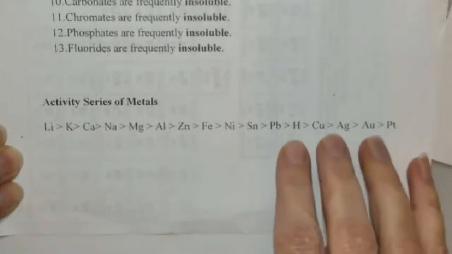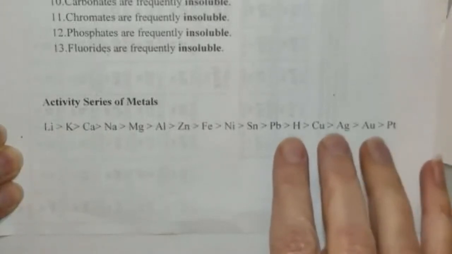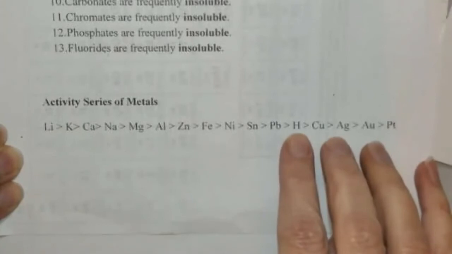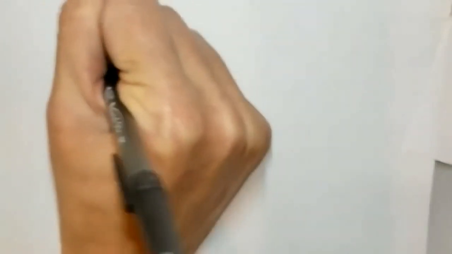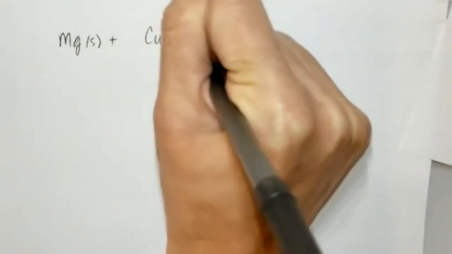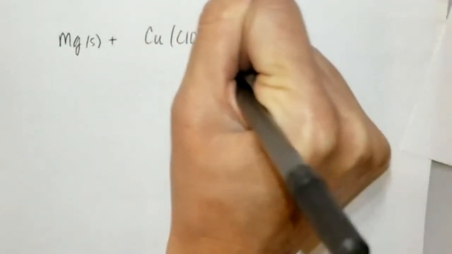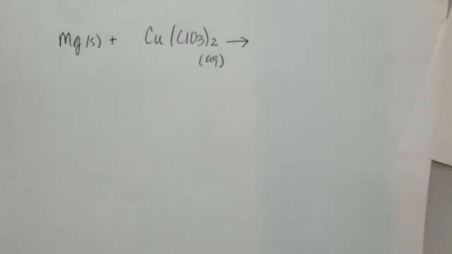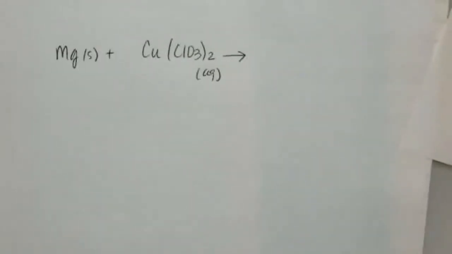The metals on the right prefer to be in their elemental form by themselves, all of their electrons intact. So if I just take an example here really quick, let's say I take magnesium solid and I put it into a copper 2 chlorate solution. If I compare those two metals, this is what makes single displacement.